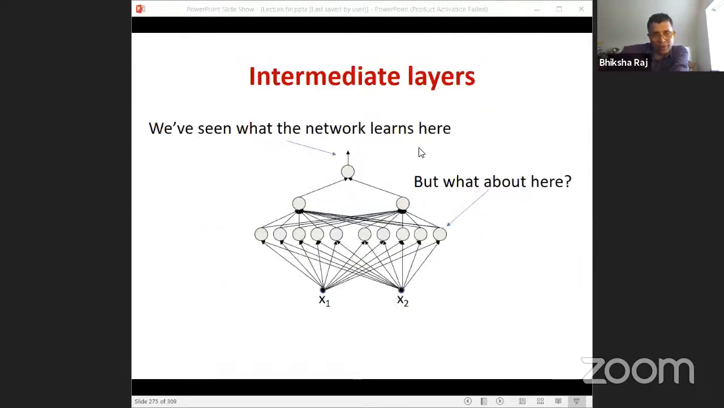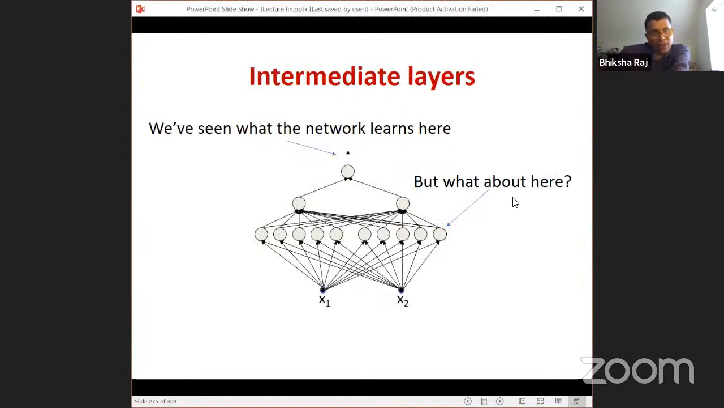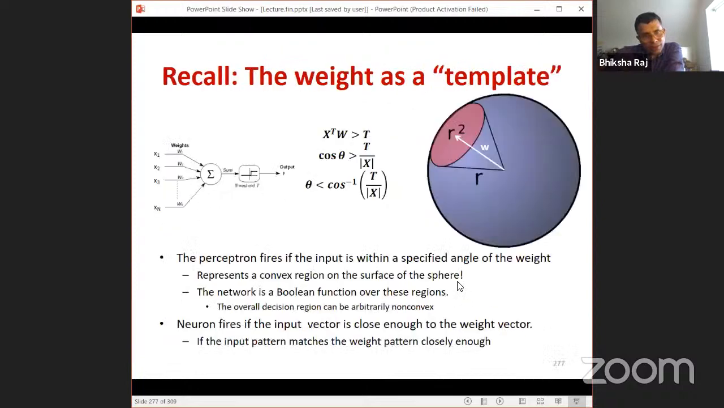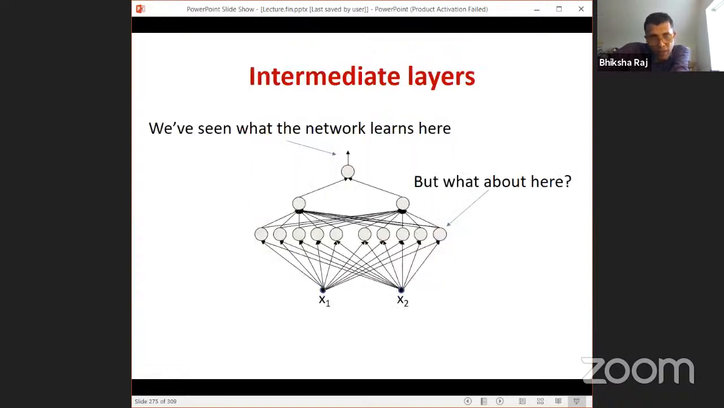Okay, so here is the final bit. It's more about, how else can we view what the network learns? We've seen what the network learns at the output. We've seen what it does in terms of transforming the space. We've seen that the individual neurons actually are correlation filters which learn specific features. But is there more to it? What else can we say?